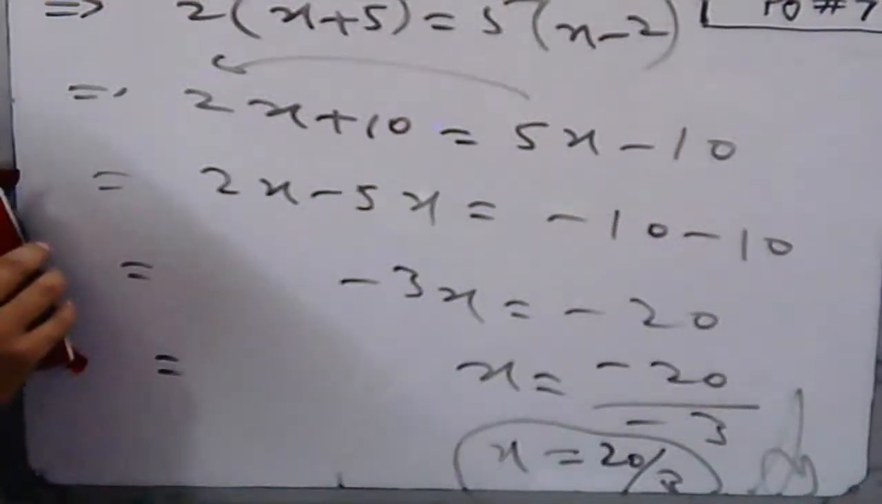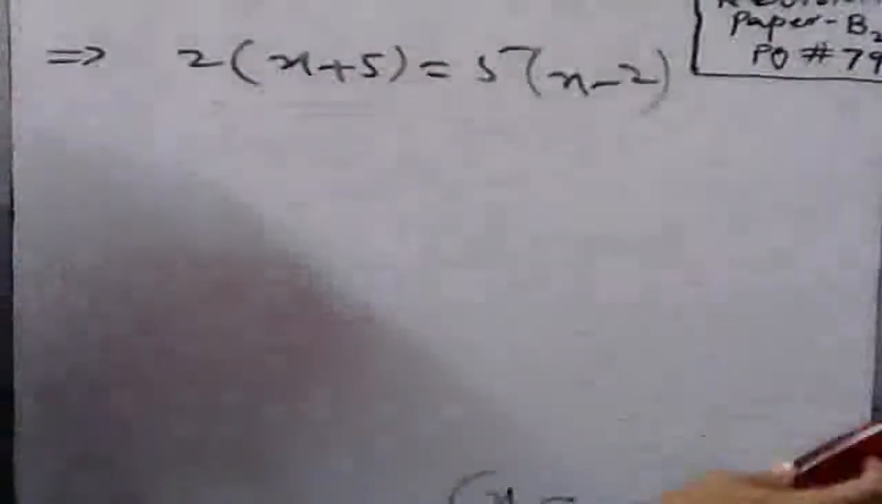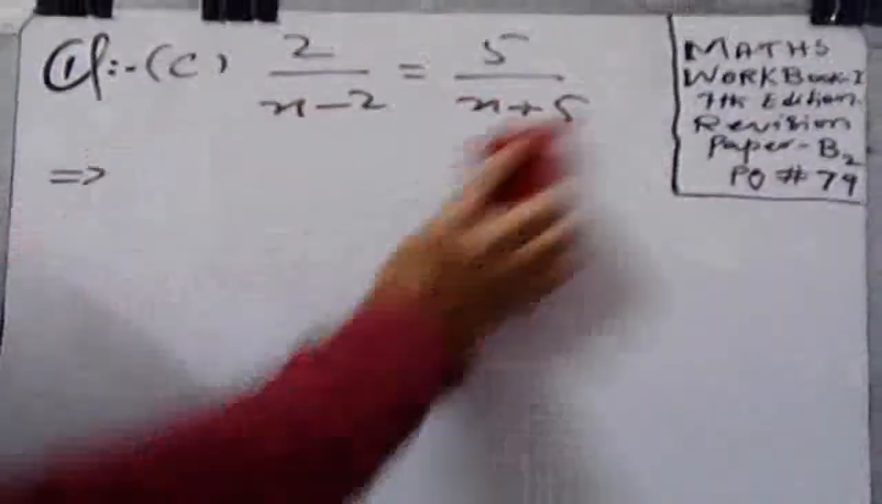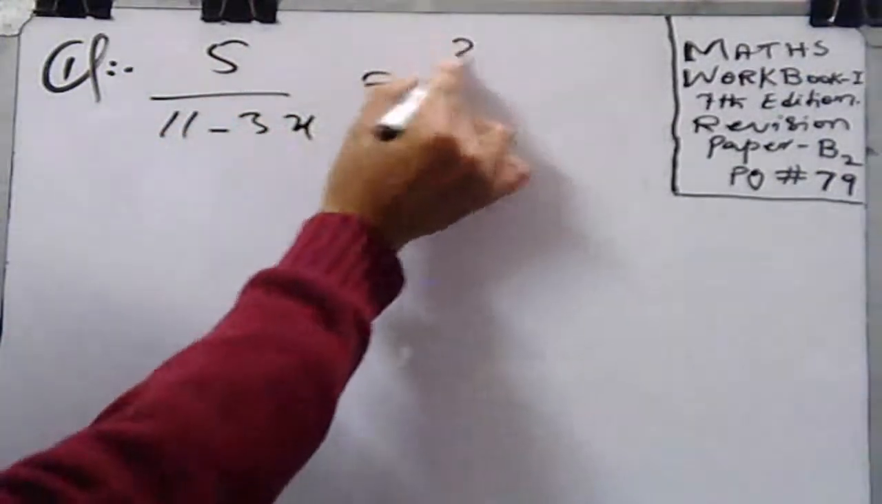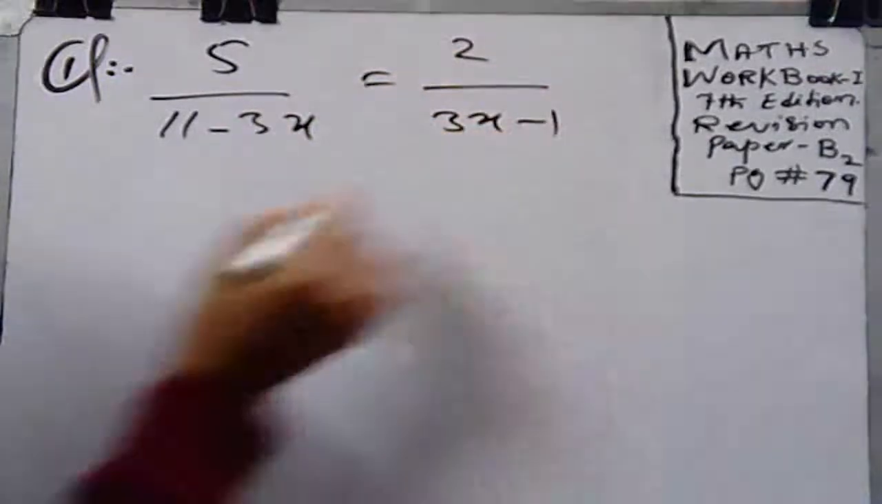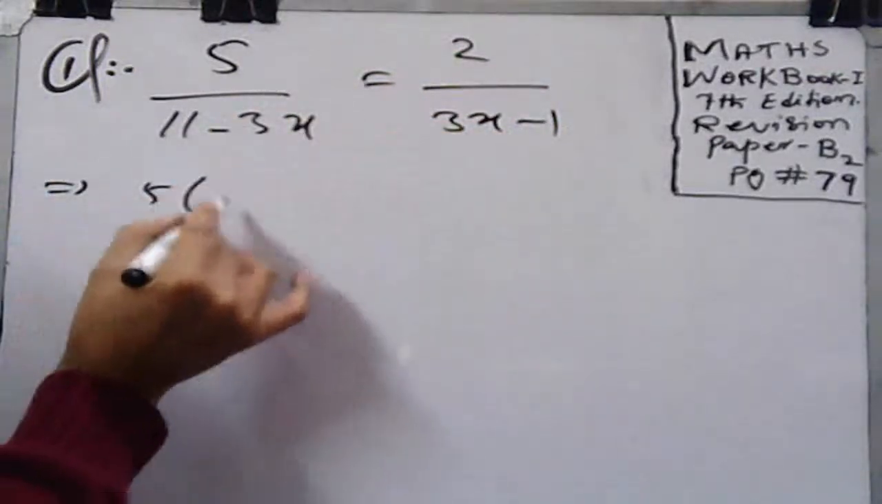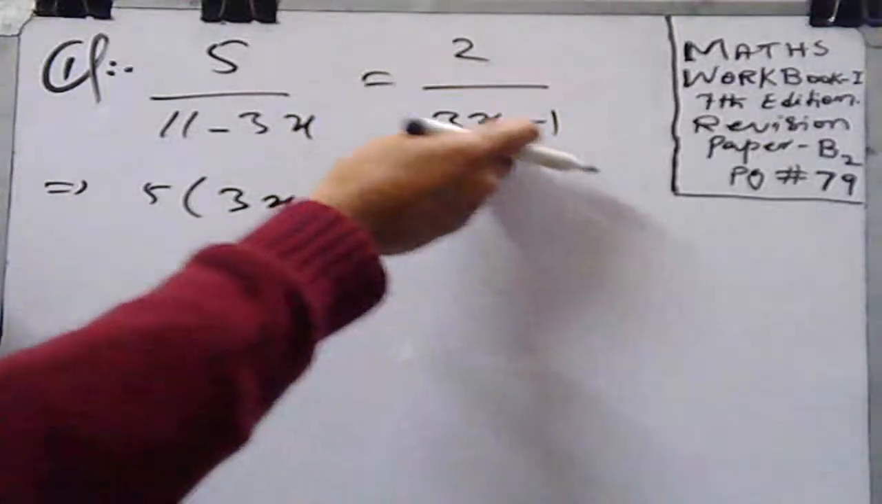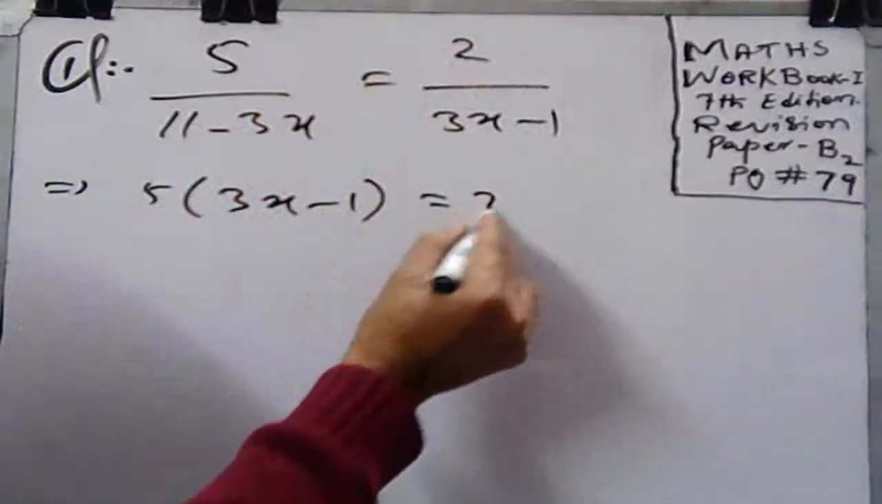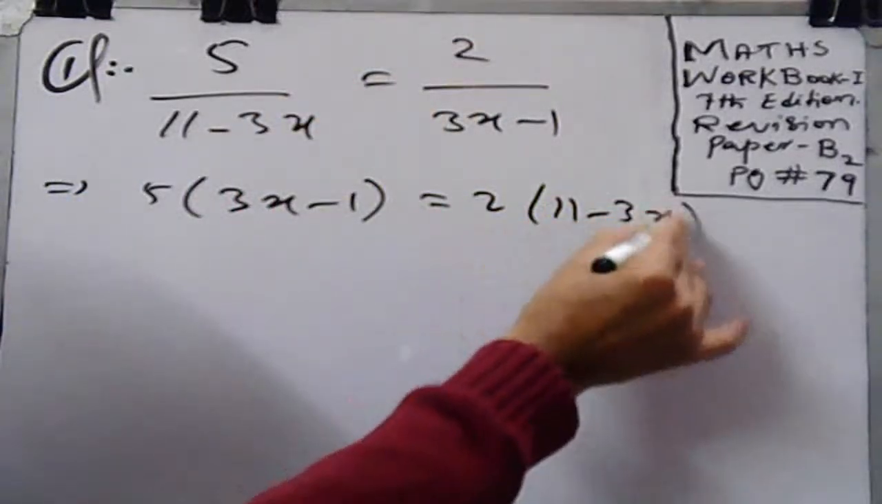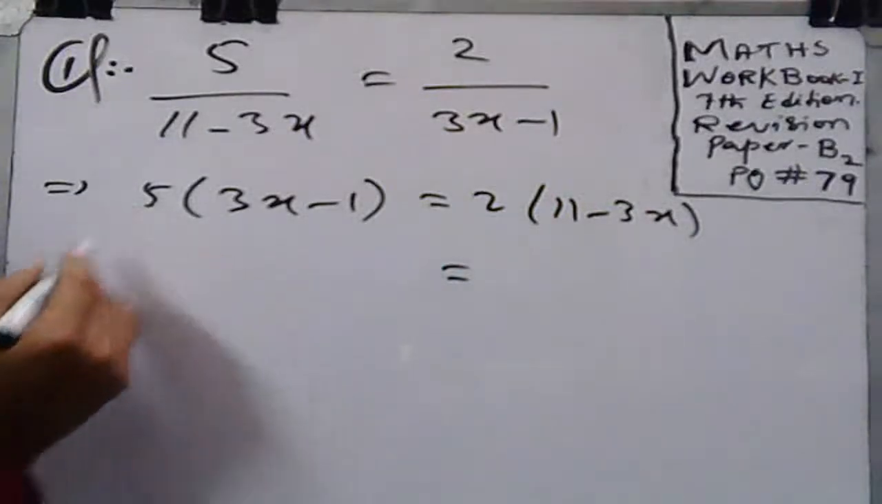Now coming to the D part. In D part you can write 5 by (11 minus 3x) is equal to 2 by (3x minus 1). Once again by using cross multiplication, 5 into (3x minus 1), the denominator will be dragged, and similarly here also the denominator will be dragged crossly, so you can write 2 into (11 minus 3x). This is the methodology of cross multiplication.